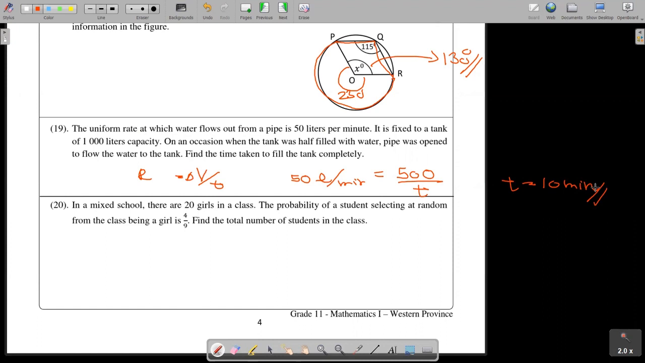In the mixed school, there are 20 girls in the class. 20 girls. So 20 is what? 4 over 9. So we want 1 over 9. What? 20 divided by 4. What? Then over to the 9 over 9, 5 over 9. Into 9, 45 students.